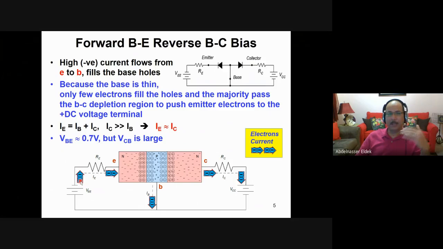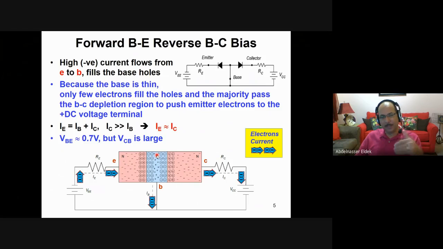So if we look at the electrons, this loop here is a forward bias. In this case, the electrons are moving in this direction. Then they will be forced to go to the base. So they will overcome this depletion region and continue in the base.